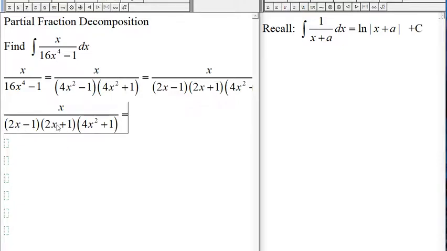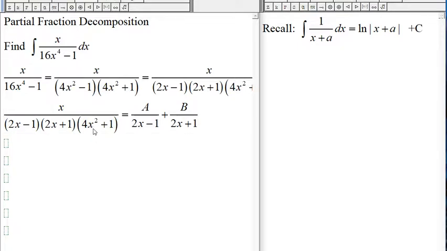So rewrite this as a constant. This is a linear factor. This is a linear factor, meaning the exponent over the x is just 1. But this is a quadratic factor because the exponent here is 2. So since it's a linear factor, we have constant a divided by 2x minus 1, and then constant b divided by 2x plus 1.